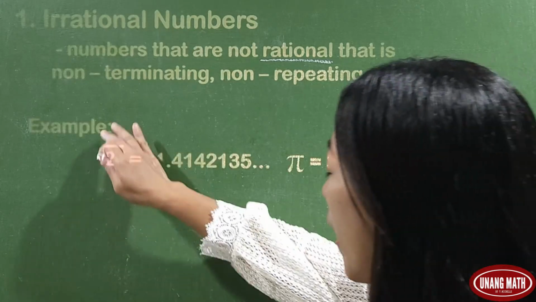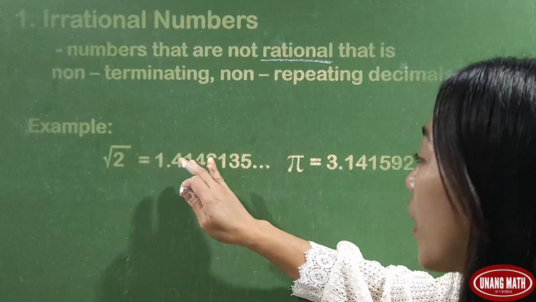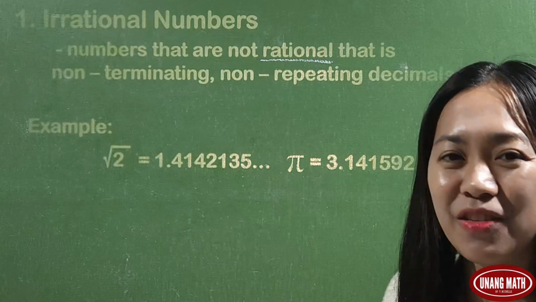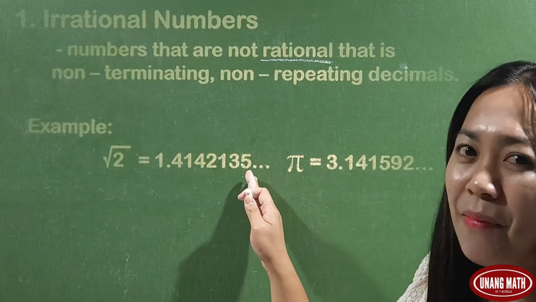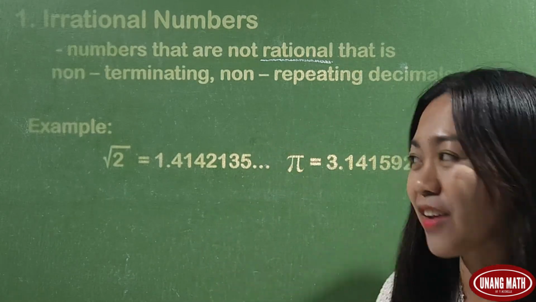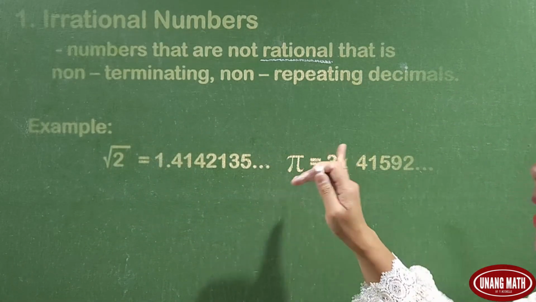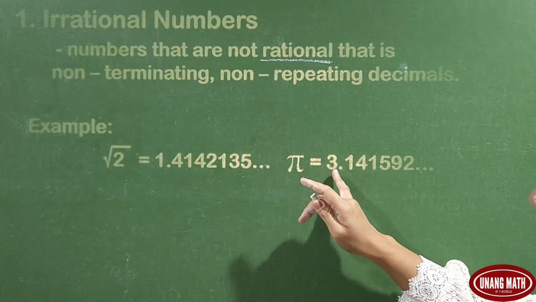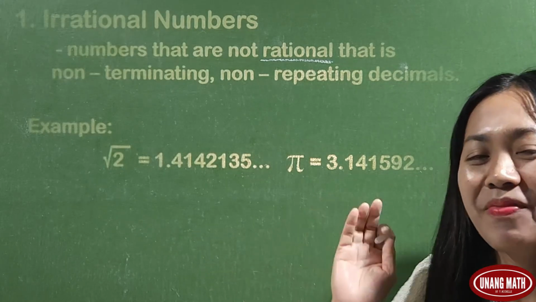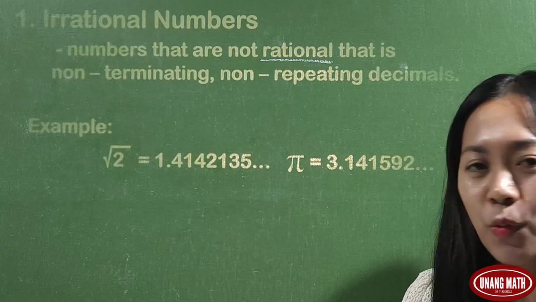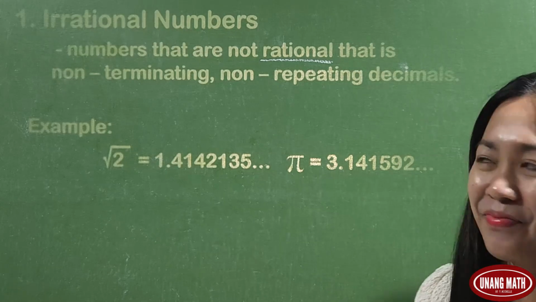Okay, example. We have here square root of 2. Square root of 2 is 1.4142135 and so on. Non-repeating, non-terminating, infinite decimal. It means we cannot convert it to a fraction. So this is an irrational number. Okay, what about pi? Pi is also an irrational number. This is 3.141592 and so on. Non-terminating, non-repeating infinite decimal. We cannot convert it to fractions, so this is also an irrational number.